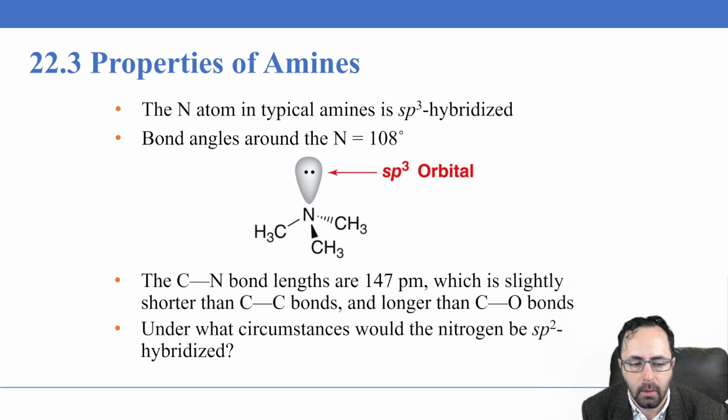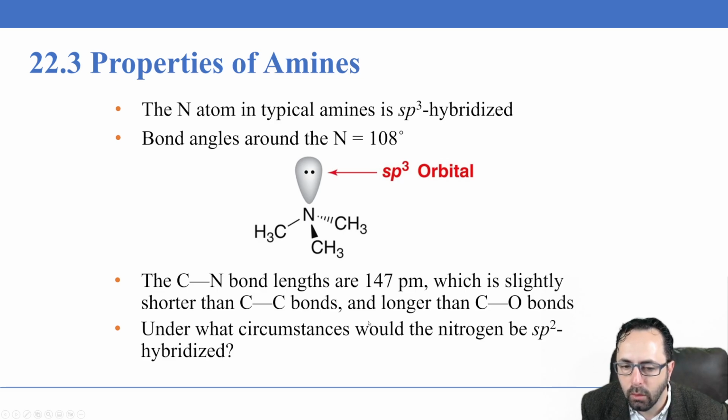Now, in terms of the properties of amines, the N atom here is typically sp3 hybridized. In this case, it's got 3 sigma bonds and 1 lone pair, so we have 4 electron pair groups. That's a steric number here of 4. One of them is a lone pair, and that gives us a trigonal pyramidal shape. The bond angles are slightly less than 109.5, which would be the normal bond angle, because the lone pair takes up a little bit more space than a bond. And so it's about 108. Carbon-nitrogen bonds are about 147 picometers in length.